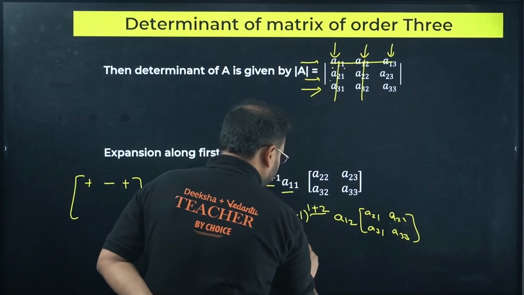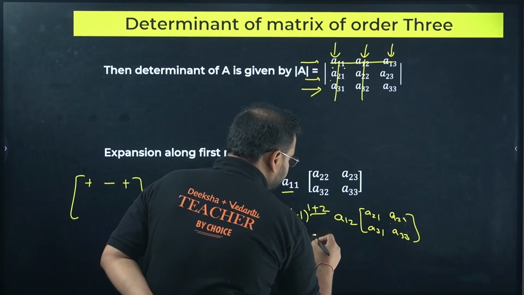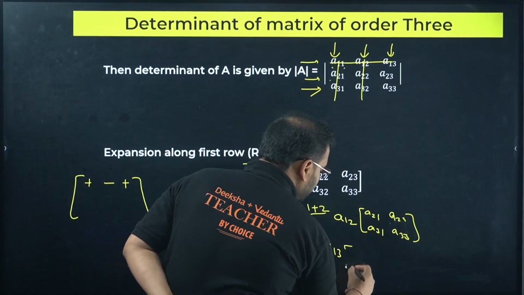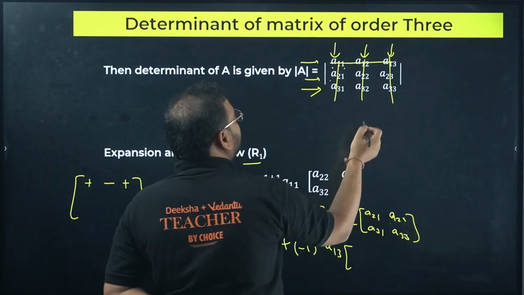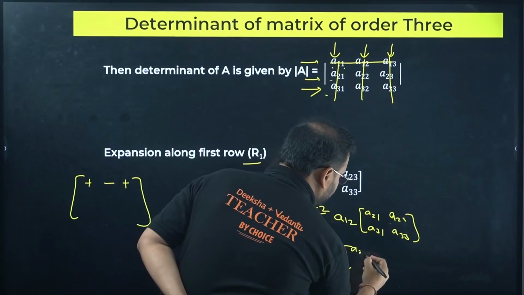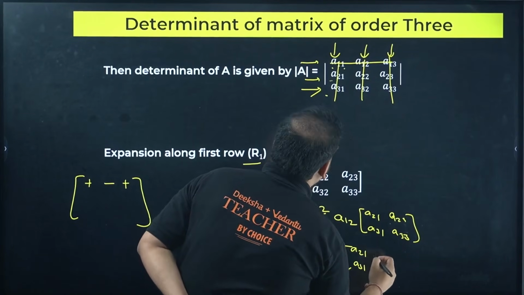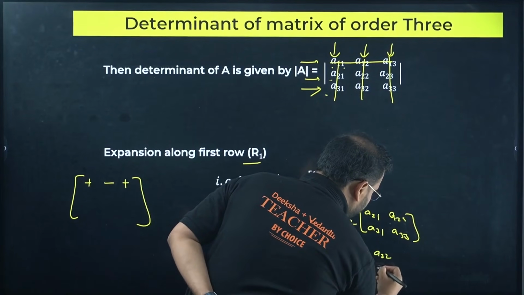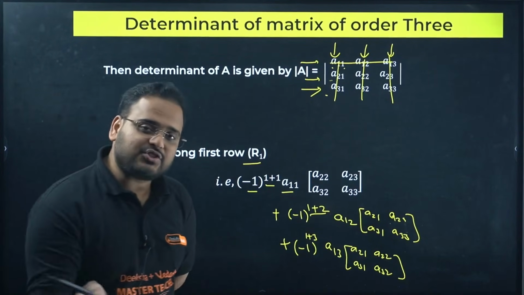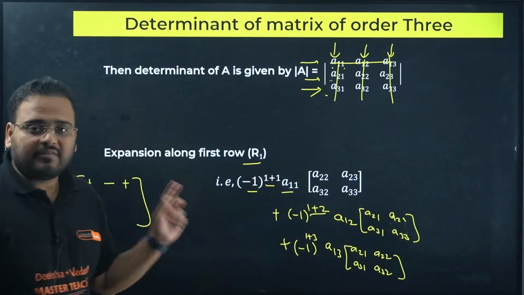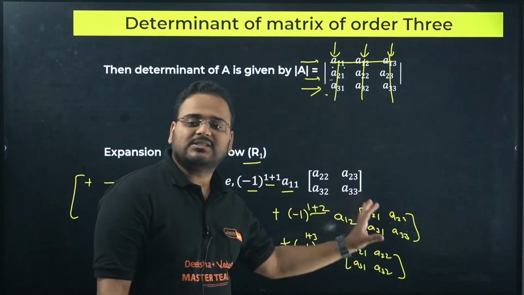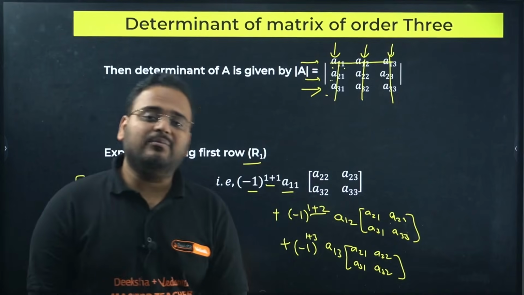Let me show you. Minus 1 power 1 plus 3, the element will be what? A13. When you talk about A13, the third column will be removed and you'll have these 4 left: A21, A31, A22, A32. This is the result of expansion for the given determinant or given matrix across row 1. And if you simplify this by solving this entire result, you'll get the determinant value.